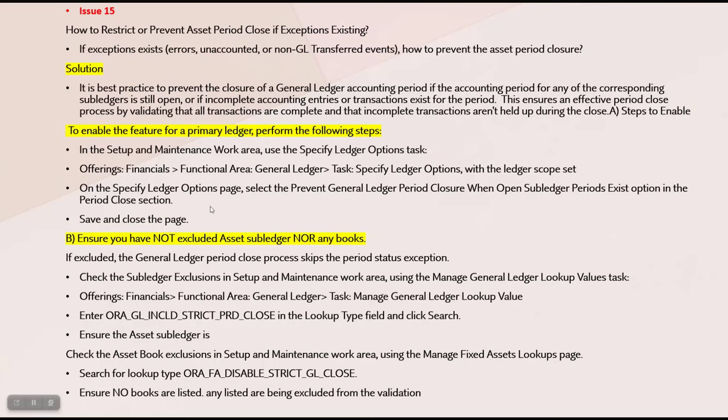Again, there are two setups to prevent asset period close. First, at the primary ledger level. The second is the lookup for specific fixed assets, to ensure that this will prevent users from closing the period if there are any exceptions like AP and AR.